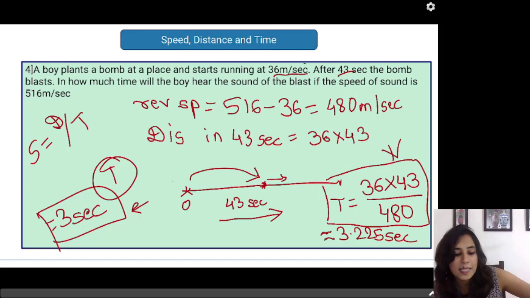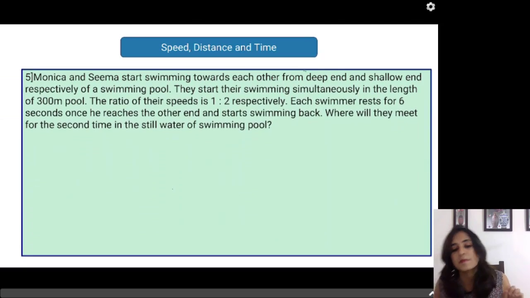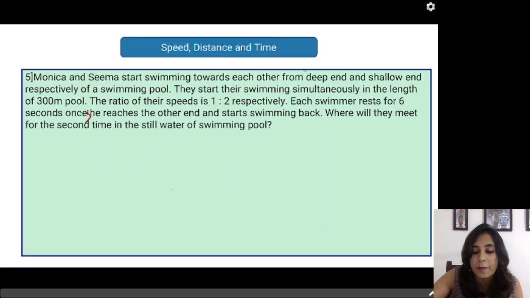Now let us see the next problem. Monica and Seema start swimming towards each other from the deep end and shallow end respectively of a swimming pool. They start swimming simultaneously in a 300 meter long pool. The ratio of their speed is 1:2 respectively. Each swimmer rests for 6 seconds once she reaches the other end and starts swimming back. Where will they meet for the second time in the still water of the swimming pool?